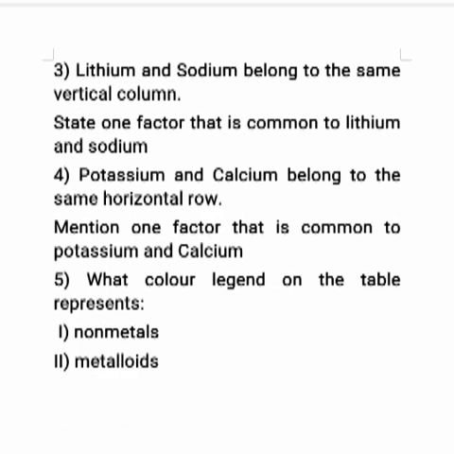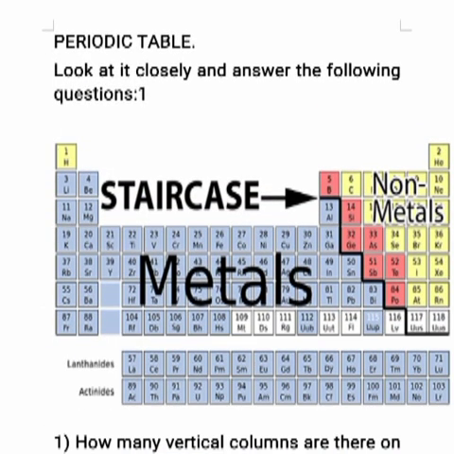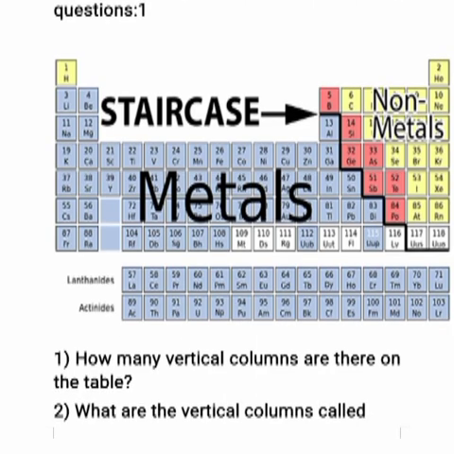Potassium and calcium belong to the same horizontal row. Mention one factor that is common to potassium and calcium. One factor that is common to potassium and calcium is that they have the same number of electron shells. Number 5: what color legend on the table represents non-metals and metalloids? Let's go back to the table. The color legend for non-metals is yellow. That of metalloids is, I think, brown.